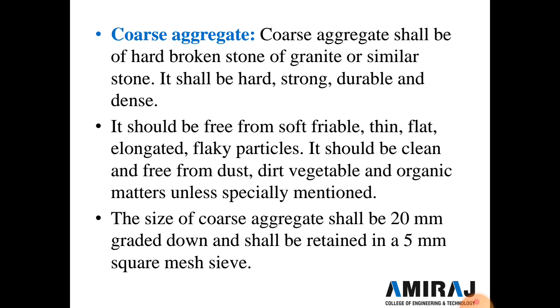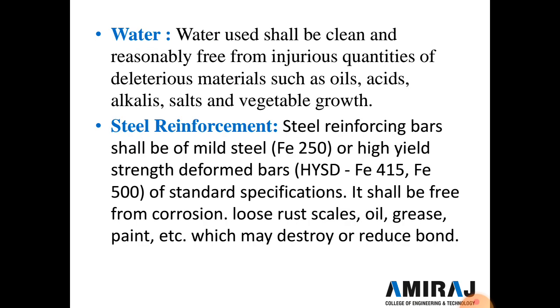And the size of the coarse aggregate shall be 20 mm graded down, and shall be retained in a 5 mm square mesh sieve. Now the next type of material we use is water. Water shall be clean and reasonable, free from injurious quantities of deleterious materials such as oil, acid, alkali, salt, vegetable growth. And generally we use potable water in construction industries.